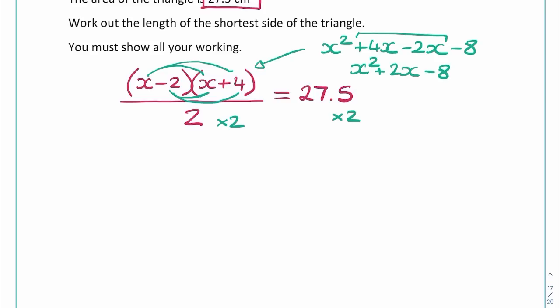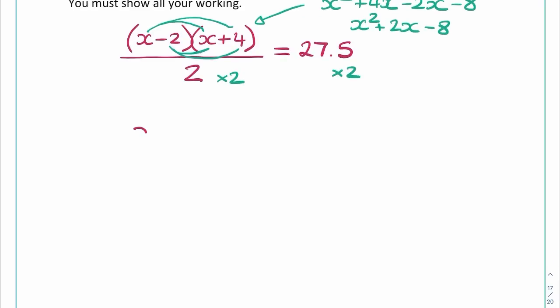minus 8. And just double check these stages as you do them, because if you make a mistake here, it's going to be a real pain to go all the way back and have to do it all again. So we're happy it's plus 4 and minus 2, 4 take away 2 is positive 2, and minus 8 at the end because it is a negative times a positive. Right, I'm happy with all of it. So we're going to have x squared plus 2x minus 8, and don't forget we're multiplying everything by 2, so this 2 on the bottom is going to disappear, and on the right there we are going to have double 27.5. 20 doubled is 40, 7.5 doubled is 15, so that's going to equal 55.